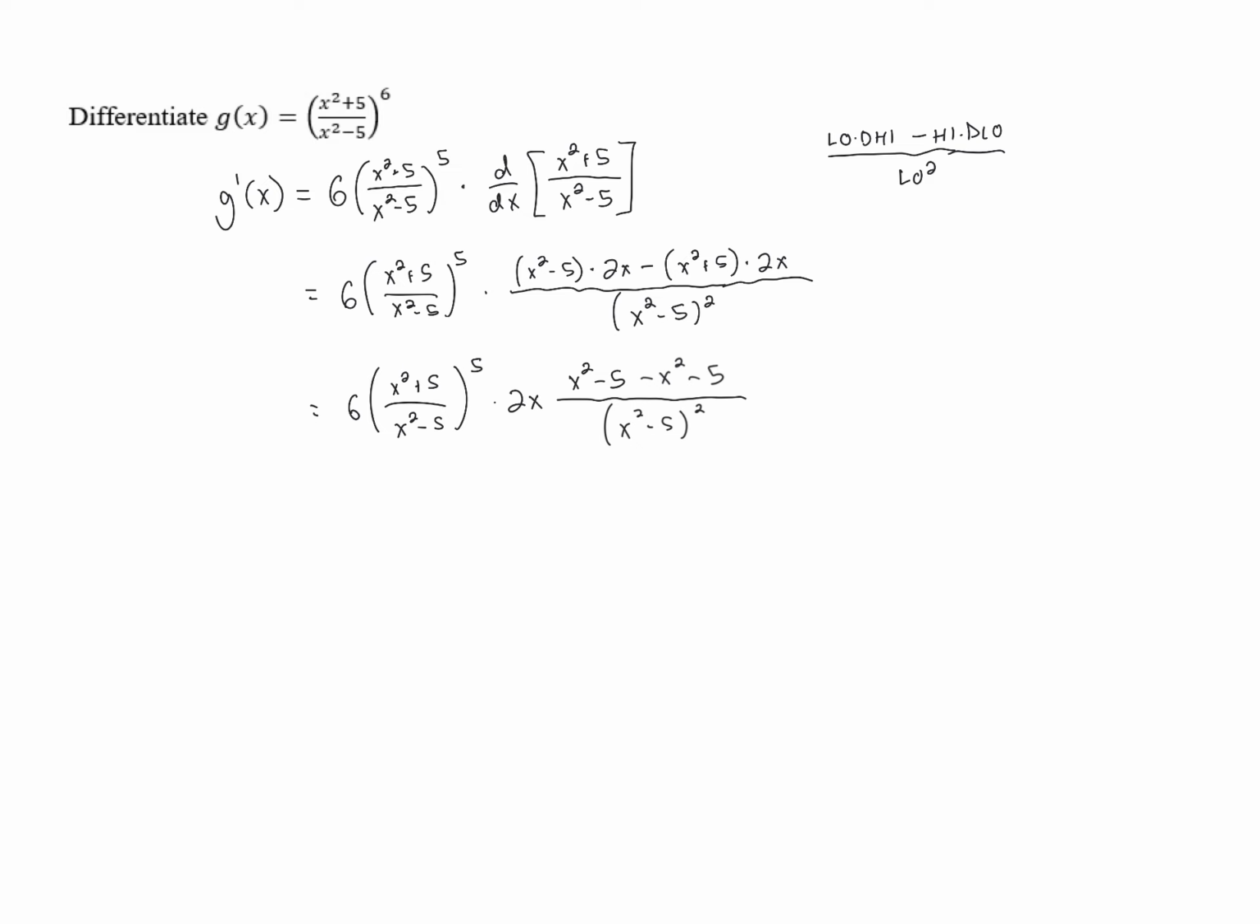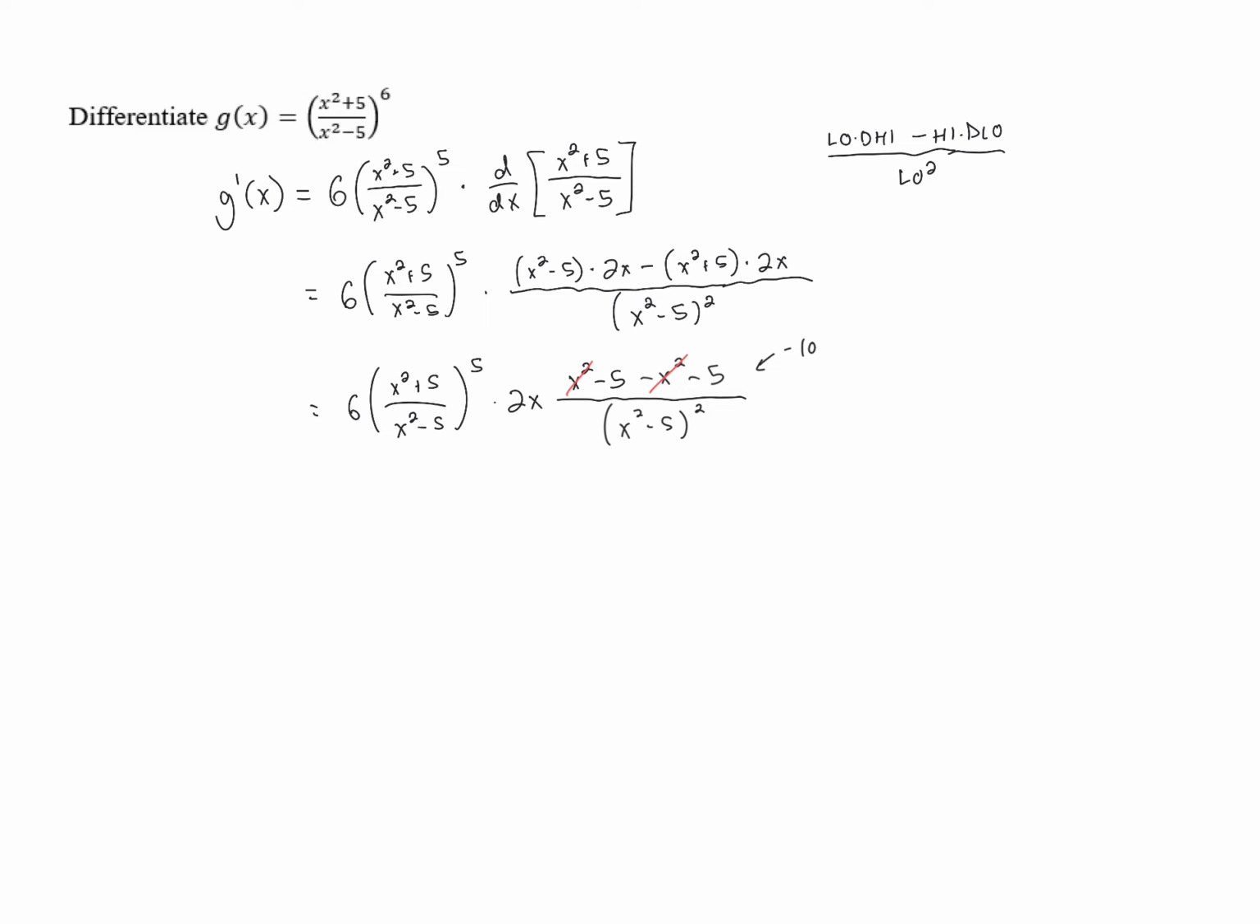If we look in that numerator, there's a little bit of canceling we can do. We've got a positive x squared and a negative x squared, and those are going to go away, and we're left with negative 5 minus 5, which is negative 10. So this is going to end up being negative 10.